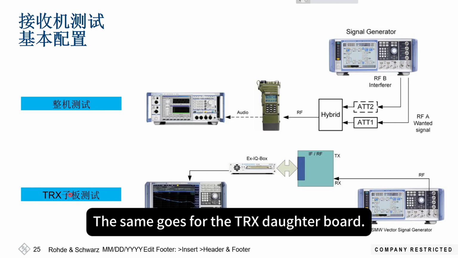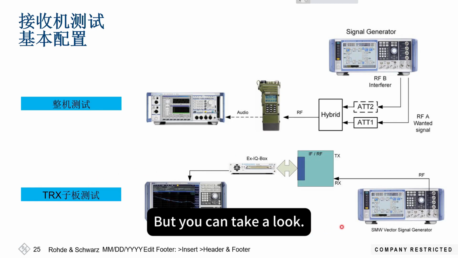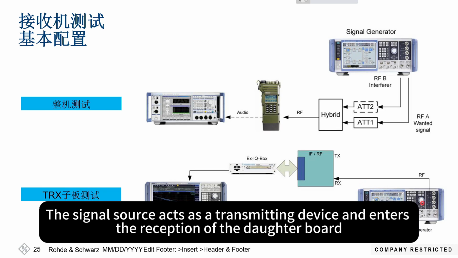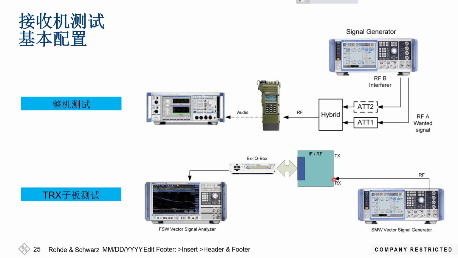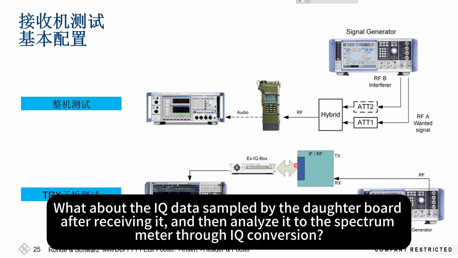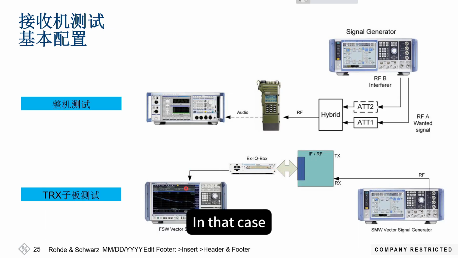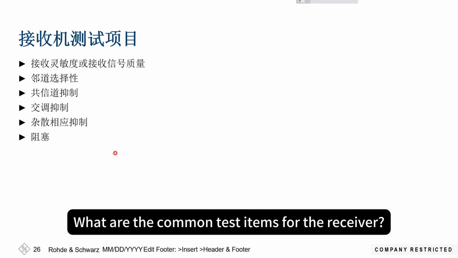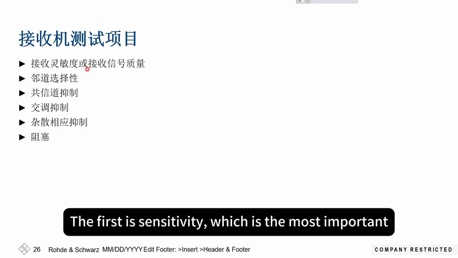The same goes for the TRX daughter board, but you can take a look. Compared to the transmission, I just swapped the positions of the signal source and the spectrum analyzer. The signal source acts as a transmitting device and feeds the reception of the daughter board. The IQ data sampled by the daughter board after receiving is then analyzed by the spectrum analyzer through IQ conversion. In that case, it is in fact a reverse process of transmission. What are the common test items for the receiver? The first is sensitivity, which is the most important.